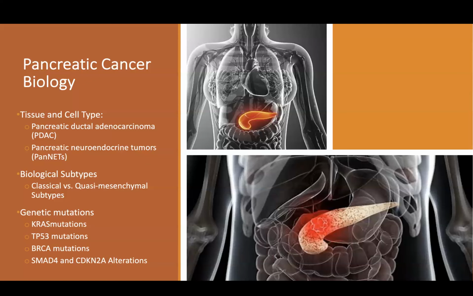Pancreatic ductal adenocarcinoma, the most prevalent type, accounts for approximately 90% of all pancreatic cancer. PDAC arises from the cells lining the pancreatic ducts. Pancreatic neuroendocrine tumors are less common, but they present a distinct type of pancreatic cancer, which originates from the endocrine cells of the pancreas. They can be non-functional or functional, depending on whether they secrete hormones or not.